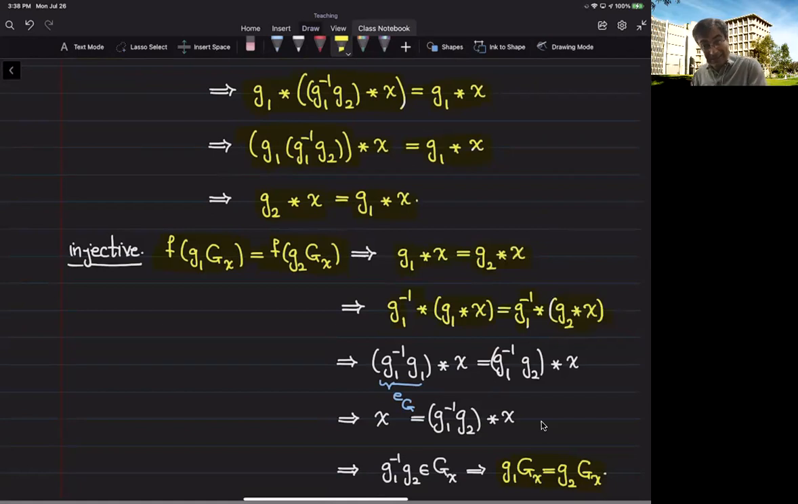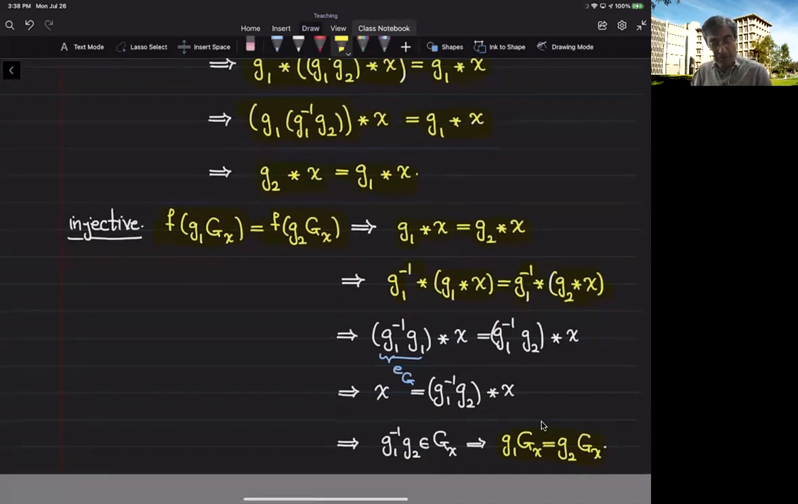Using the fact that star is compatible with operation in the group G, I can reorder the parentheses, remove the star on both sides. I get G1 inverse G1 star X is the same as G1 inverse G2 star X. But remember, G1 inverse G1 is the neutral element of the group, and neutral element of the group star X is always X no matter what X is. So on the left-hand side, we end up getting X, and in the right-hand side, I get G1 inverse G2 star X. That means this element is in the stabilizer subgroup of G with respect to X.